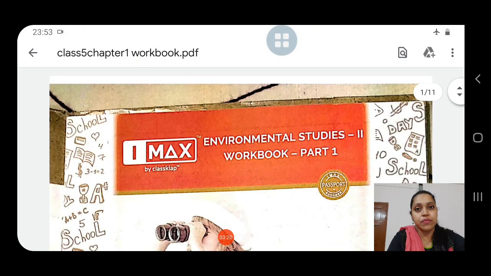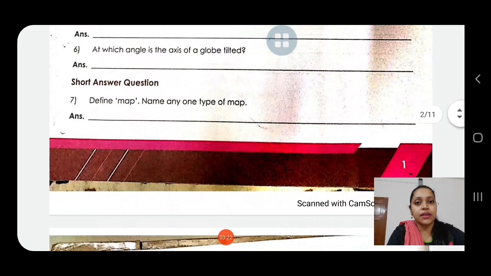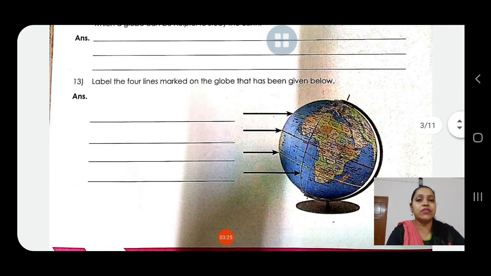Now we come to question number 13 children. Yes, what is question number 13? Question number 13 is given, label the 4 lines marked on the globe. Okay, so you have to write the 4 lines which are marked on the globe. So what is the first arrow? The first arrow which marks the line, it's the Tropic of Cancer. Then we have the equator. Then we have the Tropic of Capricorn. And then we have the meridian, the longitude which is marked, it is prime meridian.